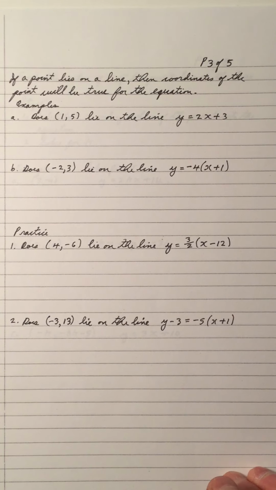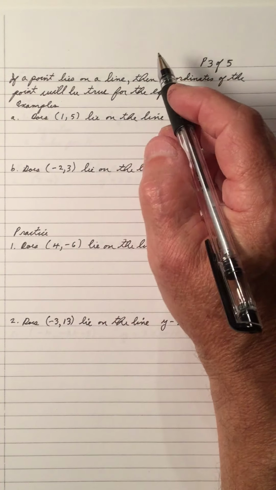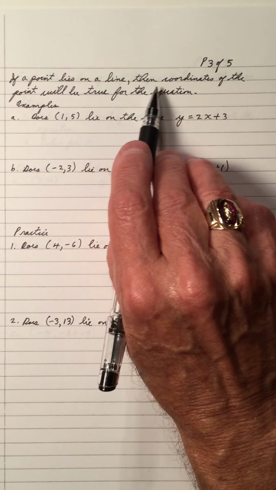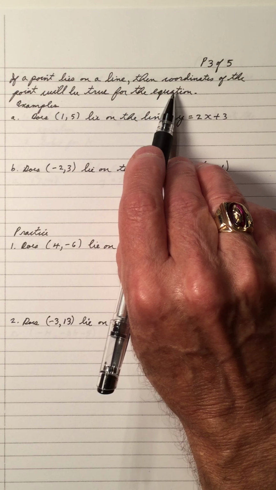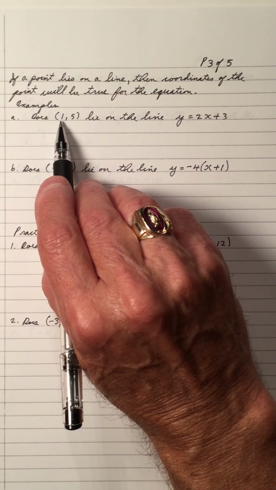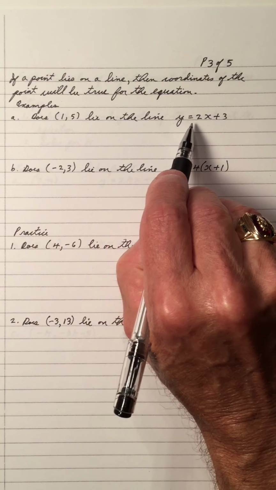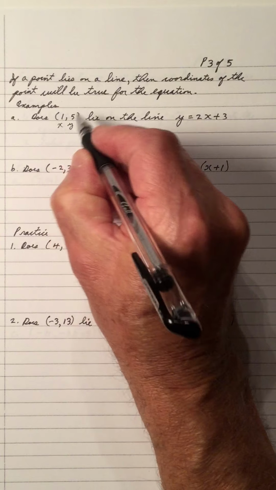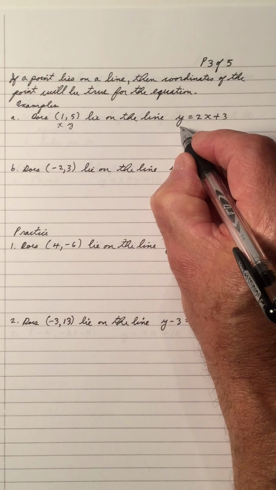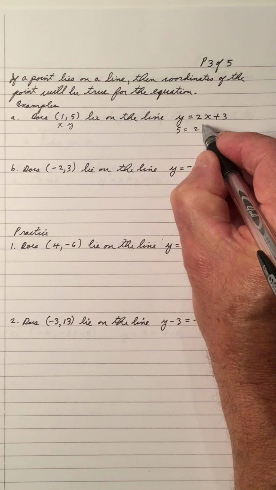Also, there's an idea that if a point lies on a line, then the coordinates of the point will be true for the equation. Let's do some examples. Does the point 1, 5 lie on the line y equals 2x plus 3? Well, x is 1, y is 5. So y is 5, and x is 1.